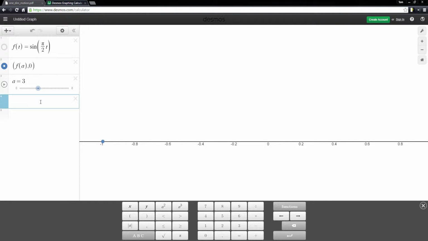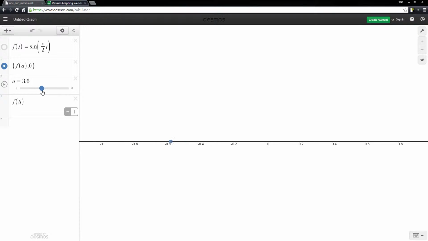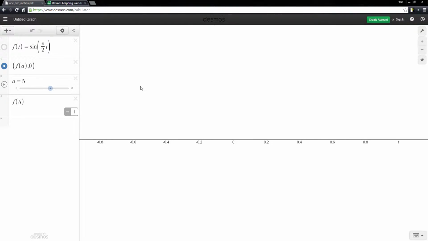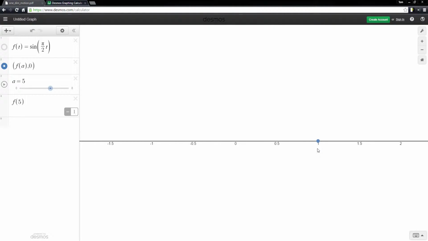Say we wanted to know where the particle is located at 5 seconds. We could plug 5 into the position function and we'll get a 1. So if we fast forward this a little bit so that we get 5 up here, we can see that the particle is located at 1 on the number line.